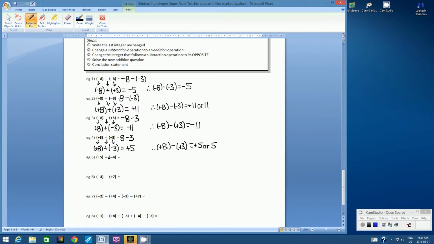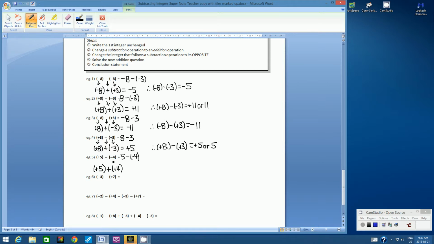Positive 5 subtract negative 4. Let's rewrite that in standard form. Okay, so let's try to go through the steps now without drawing these arrows. So, the first integer is unchanged. The subtraction operation becomes addition. The integer that follows the subtraction becomes its opposite.